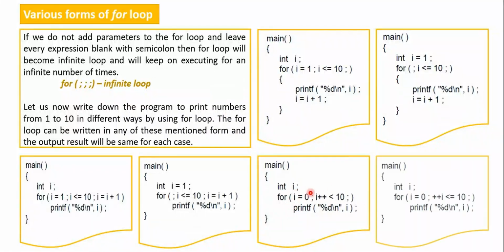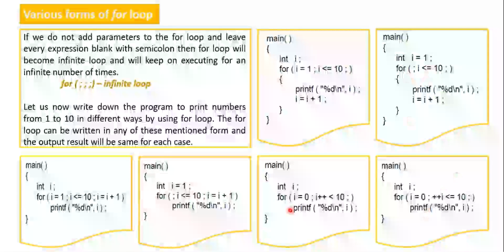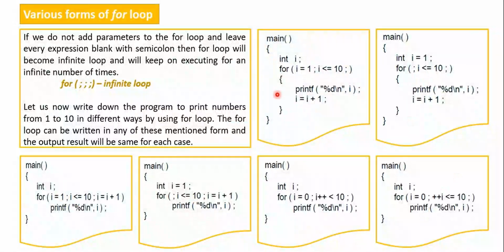And at last, in this form of loop, both the comparison and the incrementation are done through the same statement, that is ++i <= 10. Now since ++ precedes i, firstly the incrementation is done and then the comparison will be done. So these are some various forms of loop. That means a for loop can be written in any of these manners, and all of them are valid and you will get the same result.